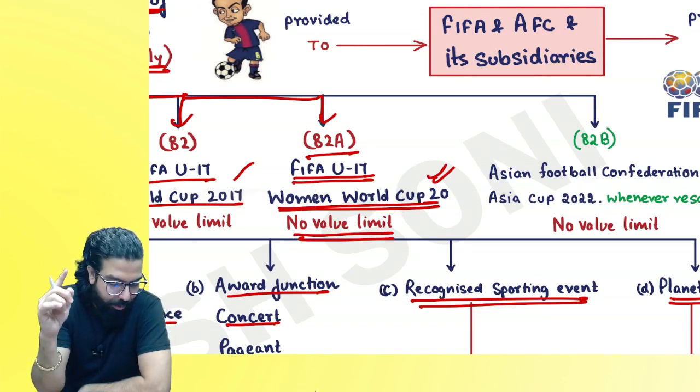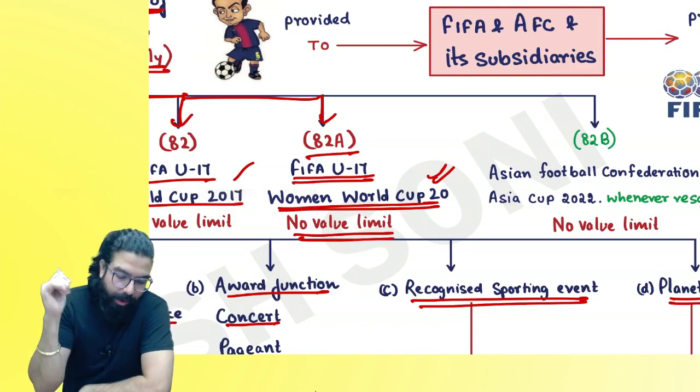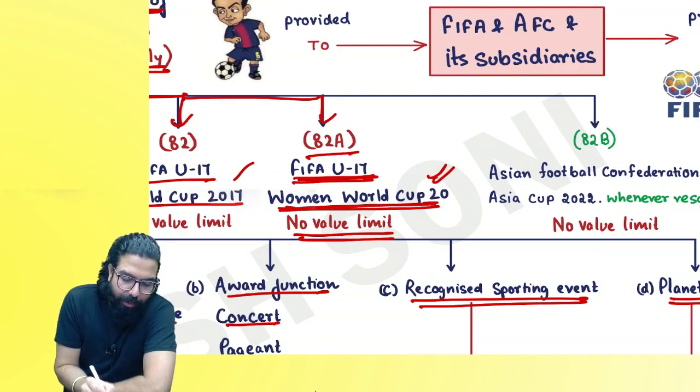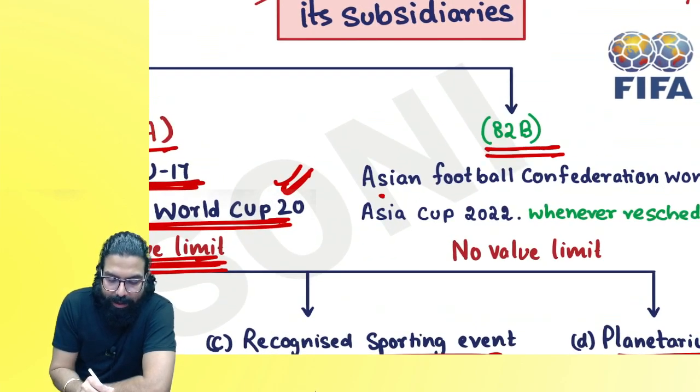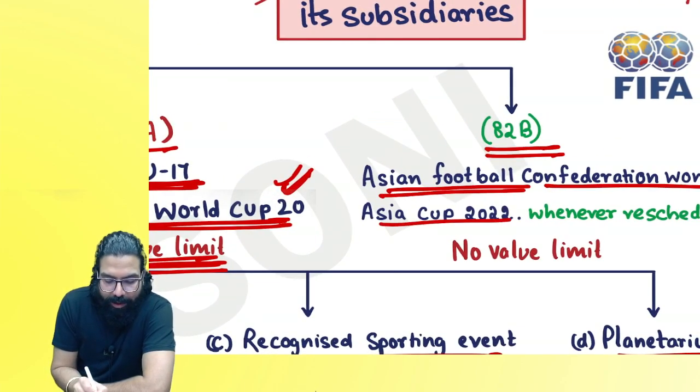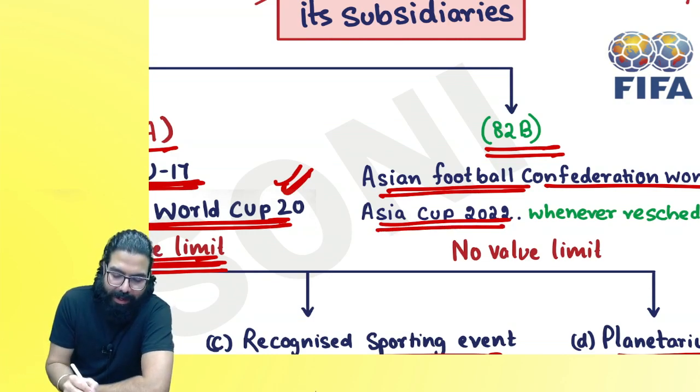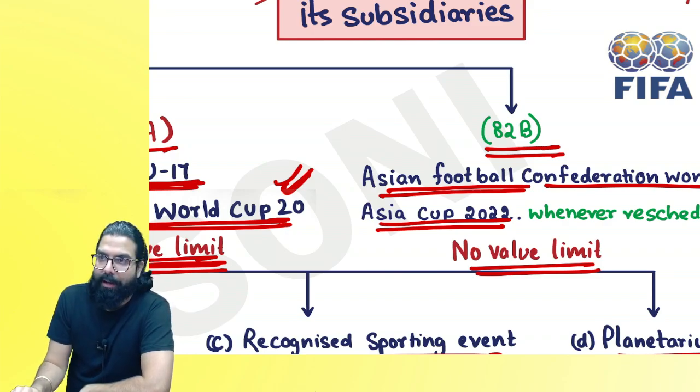Everyone, listen to me very carefully. For this FIFA Under 17 Women's World Cup 2020, whenever the ticket is sold, there will be no GST. Entry number 82B, Asian Football Confederation Asia Cup, whenever it is rescheduled and the entry ticket is sold, there will be no GST.